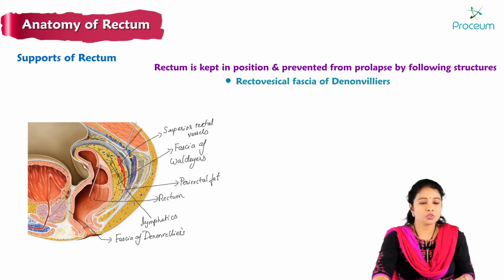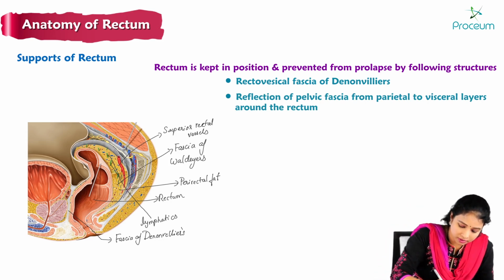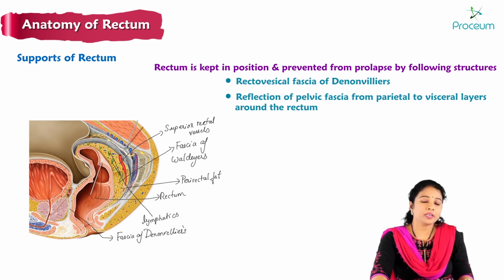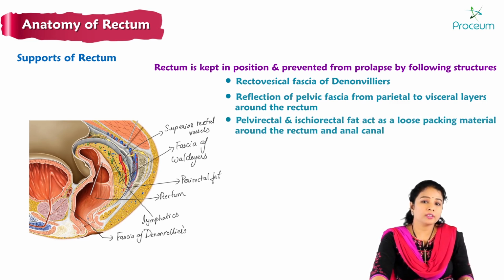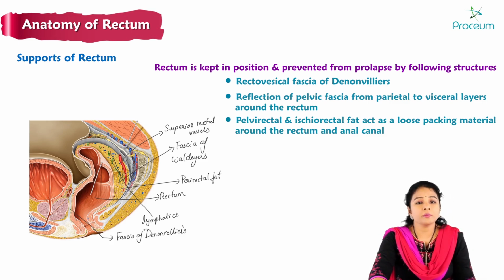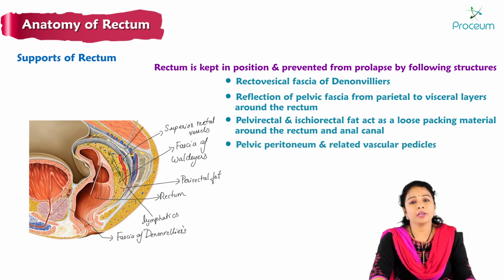So rectovesical fascia of Denonvilliers, and the reflection of pelvic fascia from the parietal to the visceral layer around the rectum. So we can see the reflection of peritoneum. And pelvirectal or ischiorectal fat, which is surrounding on either side of the rectum, acts as a loose packing material around the rectum and the anal canal. Next, the next support is the pelvic peritoneum and related vascular peduncles.